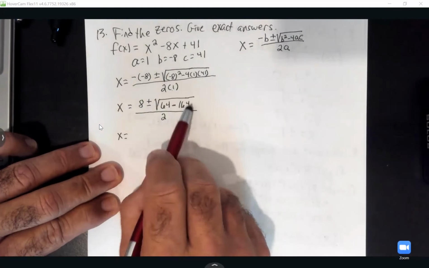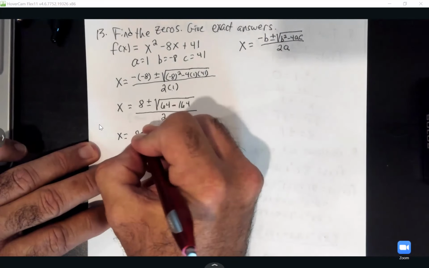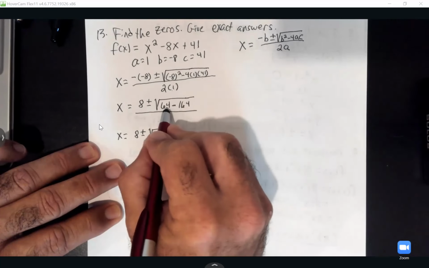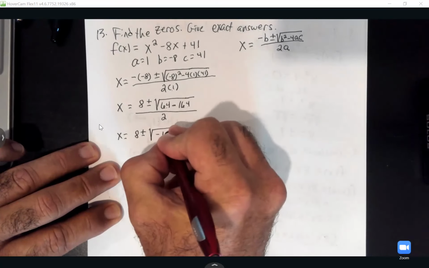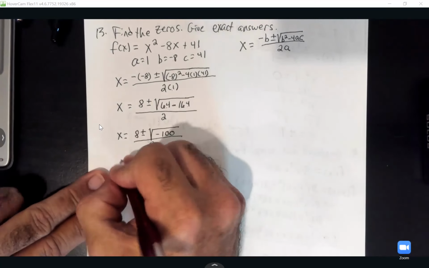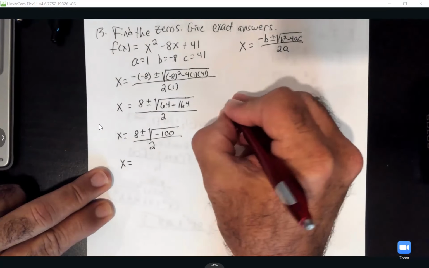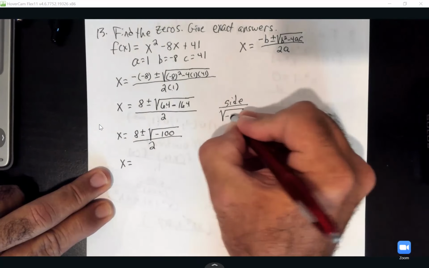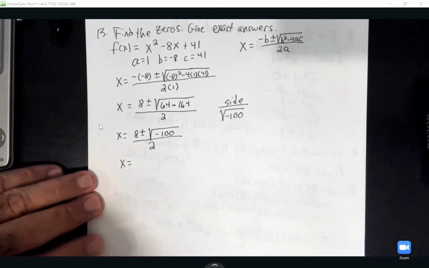So now we're sort of stuck until we finish our radical here. So let's bring down our 8 plus or minus, under the radical, 64 minus 164 gives me a -100. All of that over 2. So y'all, let's figure out on the side what is the square root of a -100?